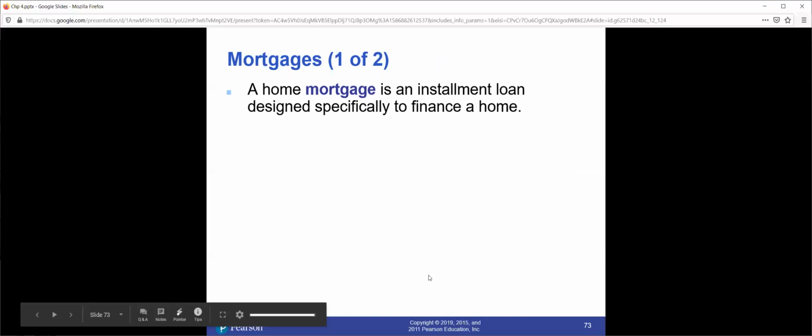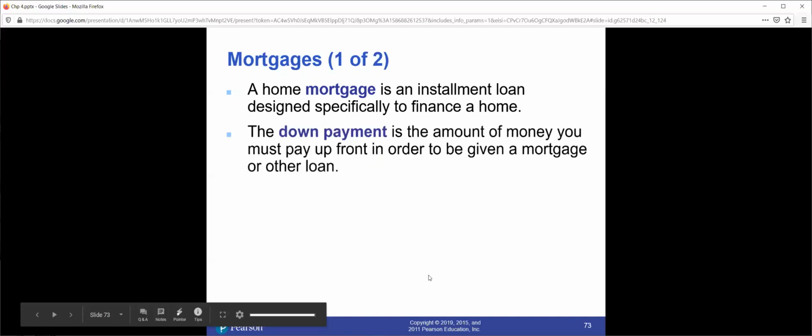Finally, we can talk mortgages. Mortgages come in many shapes and sizes, but they're all painful. A home mortgage is an installment loan designed specifically to finance a house. There's auto car mortgages, there's rent mortgages, boat mortgages, motorcycle mortgages. They're all essentially the same thing, but the people that determine them look at different aspects. Let's just say that. The down payment for a mortgage is the amount of money you must pay up front in order to be given the mortgage. So before the bank gives you money, you need to show that you have this much money.